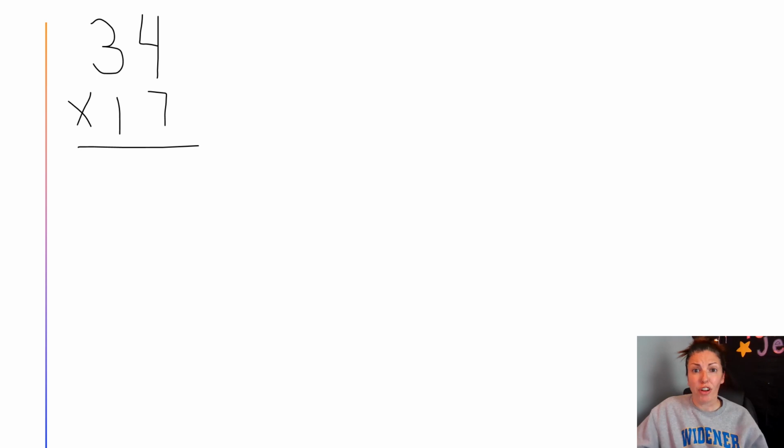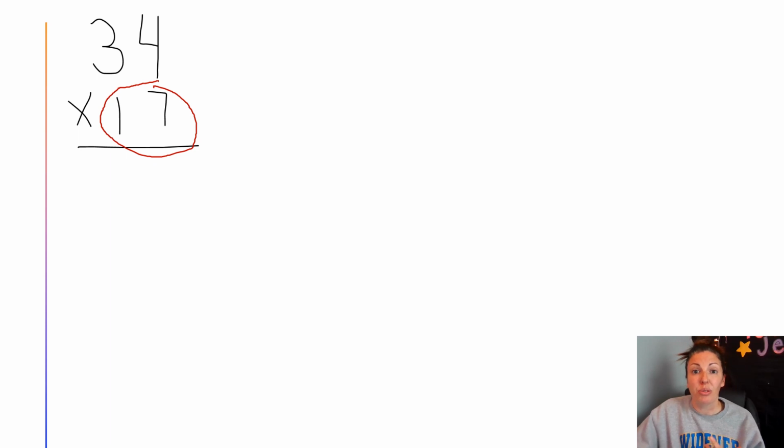Okay, so the very first problem that we're going to be solving is 34 times 17. Now, as you can see, this problem looks kind of similar to what we did last week, but also a little bit different, because we still have 2 2-digit numbers, except if we look at our second factor that we're multiplying, it is not a multiple of 10. It is just a regular 2-digit number.